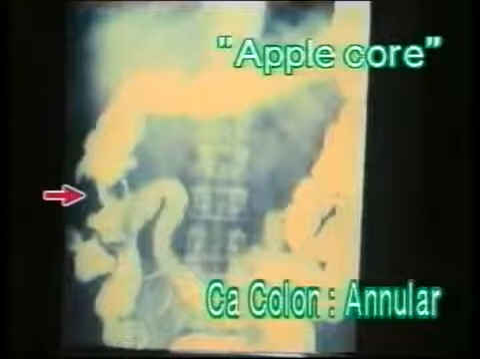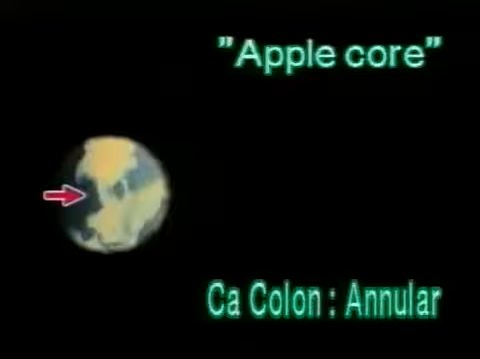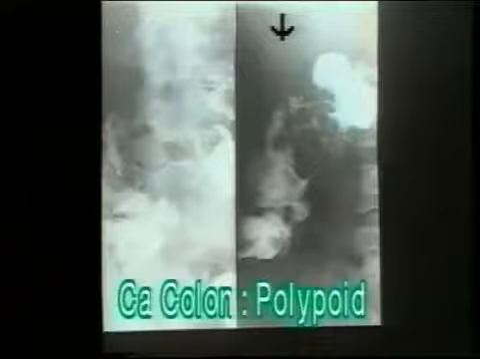This is another barium study showing a stricture in the ascending colon with irregular margins and shouldering effect, giving the typical apple core appearance. This is the annular type of carcinoma of colon. This X-ray shows an irregular polypoid filling defect in the ascending colon and the hepatic flexure. This is a polypoid type of carcinoma of colon.